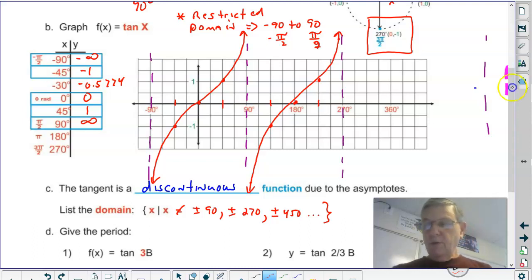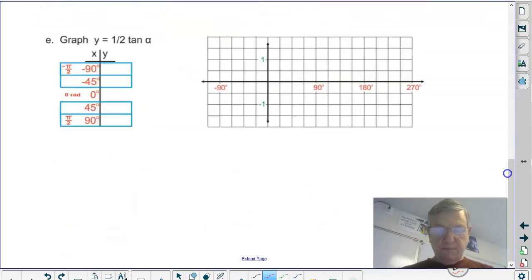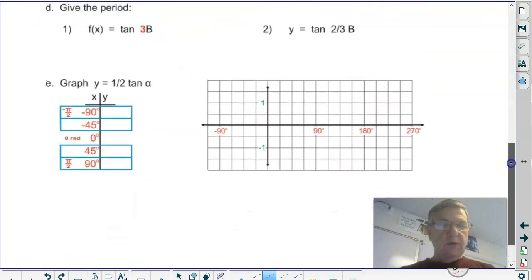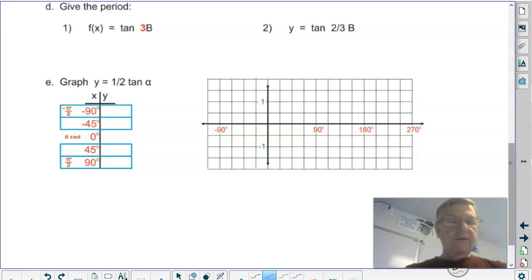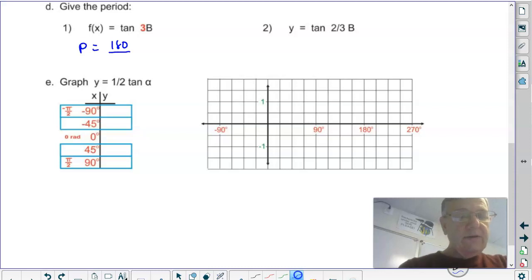Let's do one with a different period. Okay, so in this one, notice that we have the period of 3, so 3b. So now we have to think about what that period means with a 3b. What does that mean? We have to understand that the period is now 180 divided by that 3, or 180 divided by the b value.